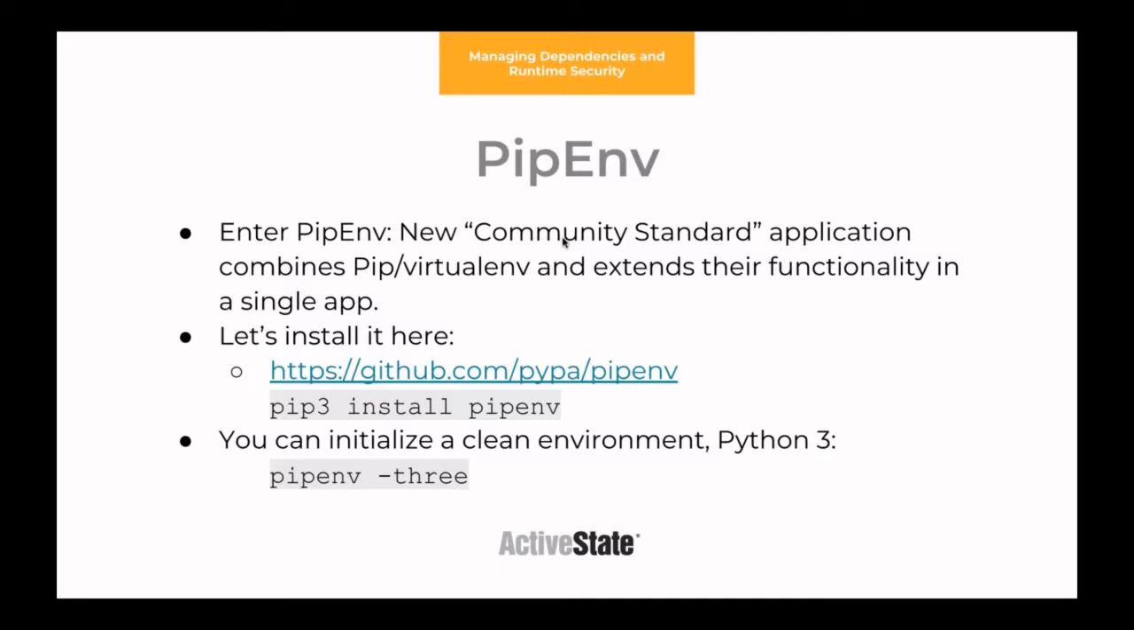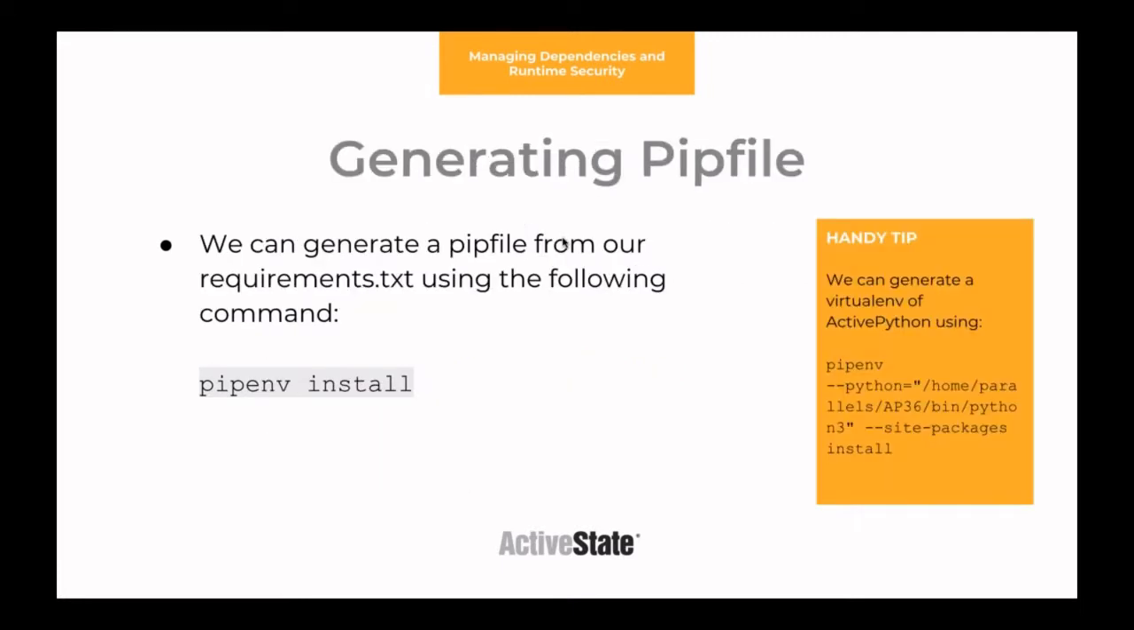So you can install it here. I've already got it installed on mine. And what that will do is that you can then use it to initialize an environment. So if you wanted, you can do a clean Python 3 environment with just pipenv3, but you can also use it to manage and install the dependencies for your application. So if you have a Pipfile, a Pipfile is like a requirements.txt, but with a little bit more info. So we could generate one from the requirements.txt that we had using the following command, pipenv install.